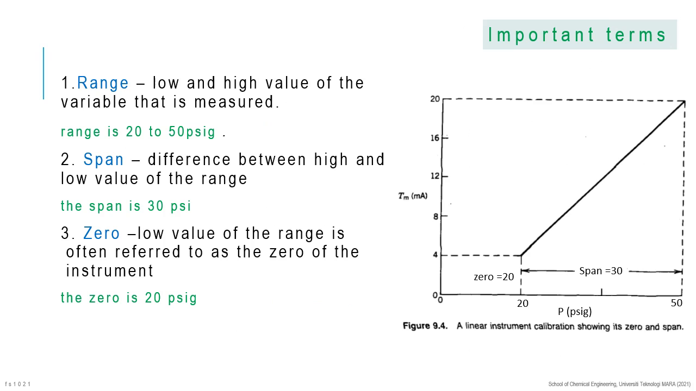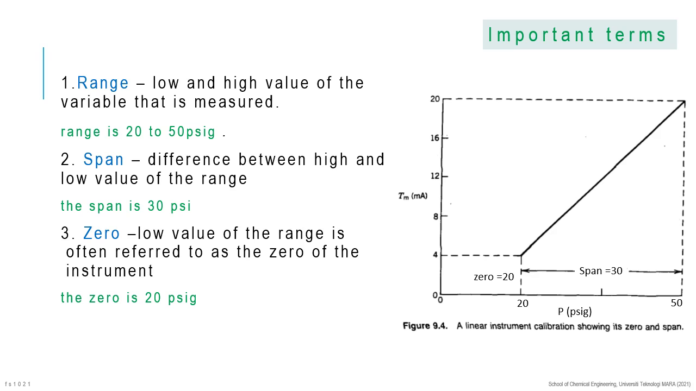There are three important terms that you need to know in a sensor-transmitter combination. The first term is range. What is range? Range is the low and high value of the variable that is measured. Consider a pressure sensor transmitter that has been calibrated to measure process pressure between the values of 20 psig and 50 psig. So what is the range of this sensor transmitter combination? The range of this sensor transmitter combination is between 20 and 50 psig.